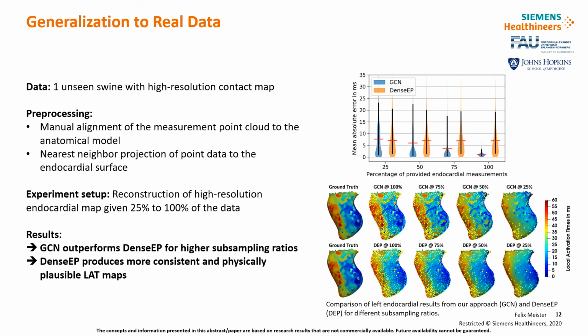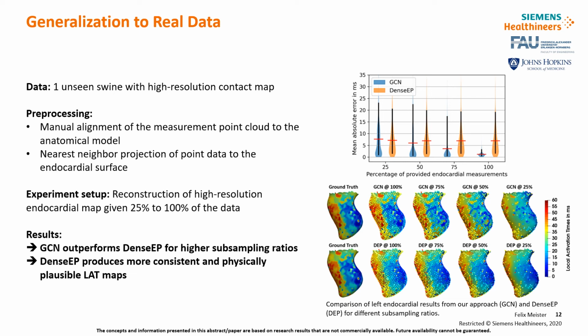At last, we applied our approach to noisy clinical data for one of the unseen cases. To use the data, we first manually aligned the measurement point cloud to the anatomical model. Nearest neighbor projection is used to map the point cloud to the endocardial surface of the tetrahedral mesh. The objective of this experiment is to use the subsampled endocardial data to recover the high-resolution measurements on the endocardium.